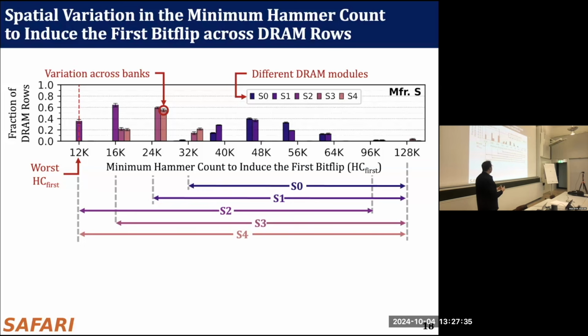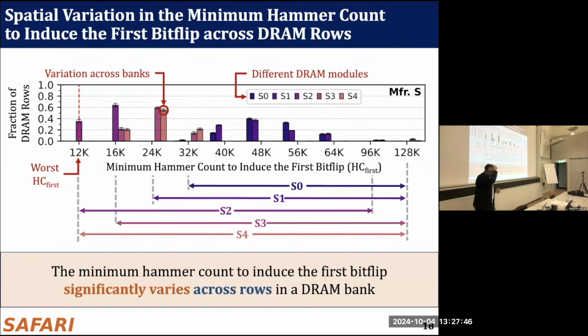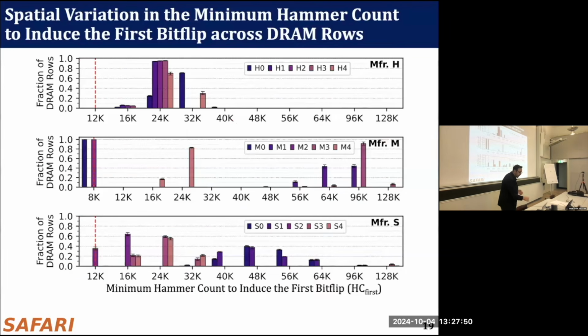So it doesn't make sense to protect these two sets of rows with the same robust rigor, essentially. So the minimum hammer count to induce the first bit flip significantly varies across rows in a DRAM bank. And we collected the same data for other manufacturers as well.